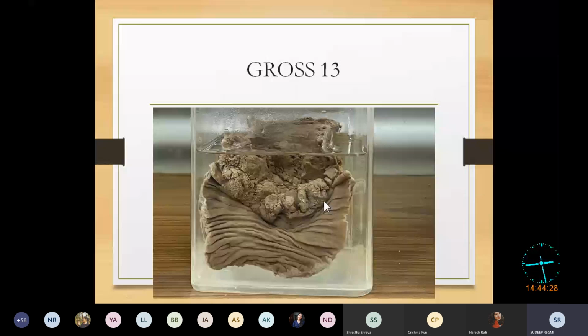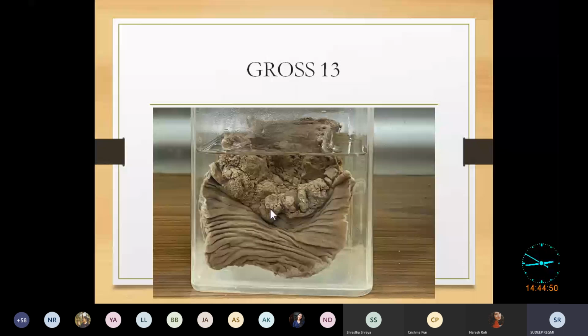So we can't see up to where the infiltration of the tumor is. But here we know that there is a tumor which is ulceroproliferative with central ulceration and necrotic area and heaped up margin with irregular tumor. So this is a carcinoma of the colon.